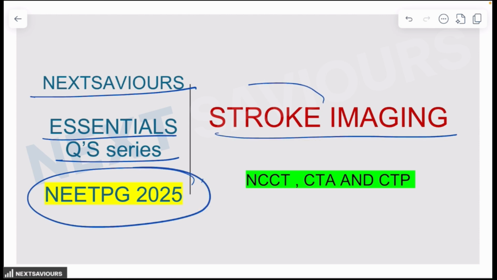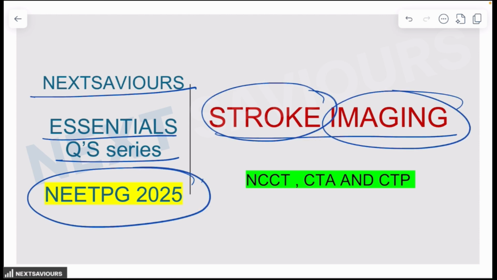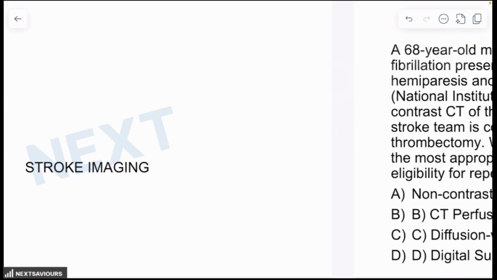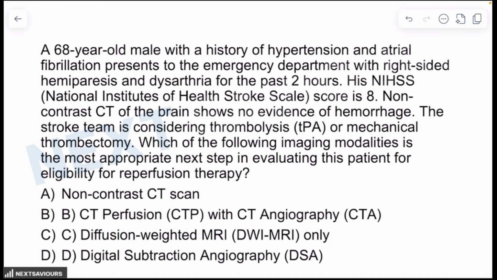Today we are going to have a discussion on the investigations which are required in order to manage this case of a stroke. The investigations and the importance of NCCT, the CTA and the CTP we will be talking about in relevance to a question related to this phenomena.